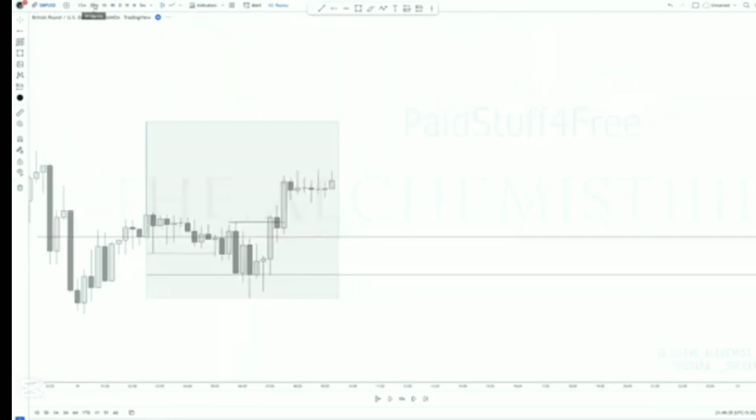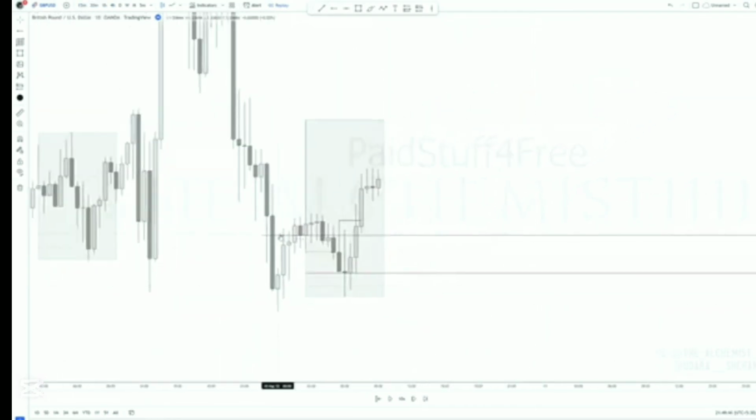Now we have all of that marked out. Let's go into the lower time frames like this. From the first one, what do you wait for? You wait for a reaction, right? But if you do not get this reaction, then what do you do? You enter from this one directly.